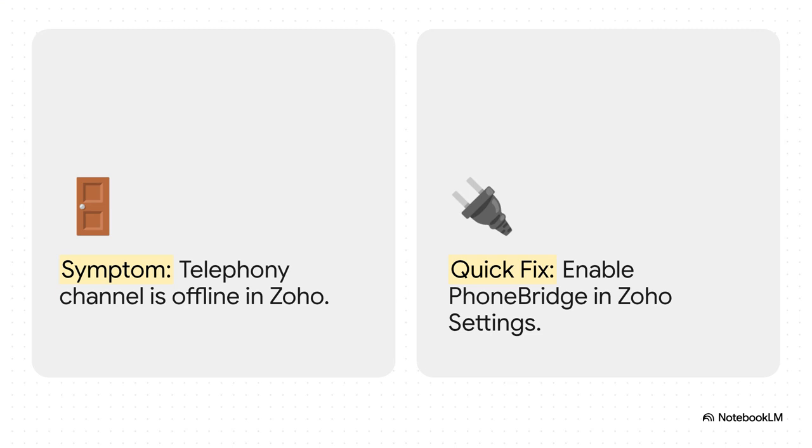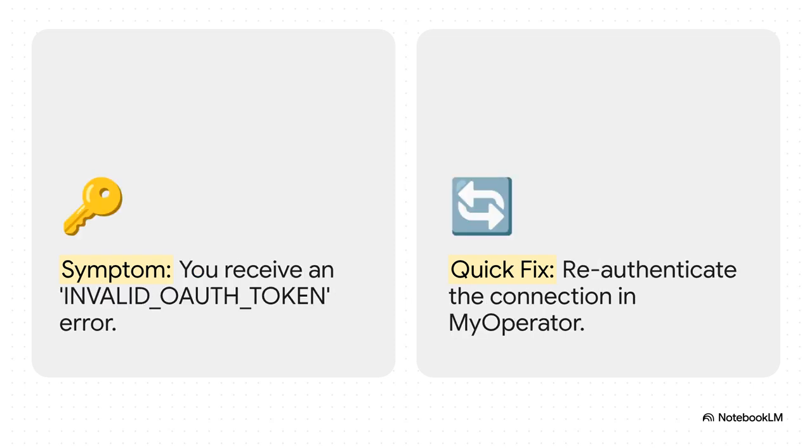If your telephony channel is offline in Zoho, it's basically like you've locked the front door and pulled down the shades. MyOperator can knock all day long, but Zoho isn't going to hear it. The fix? Just go into your Zoho settings, click on telephony, and make sure that Phone Bridge is enabled. Seriously, check this first. All right, suspect number 2 is that dreaded invalid OAuth token error.